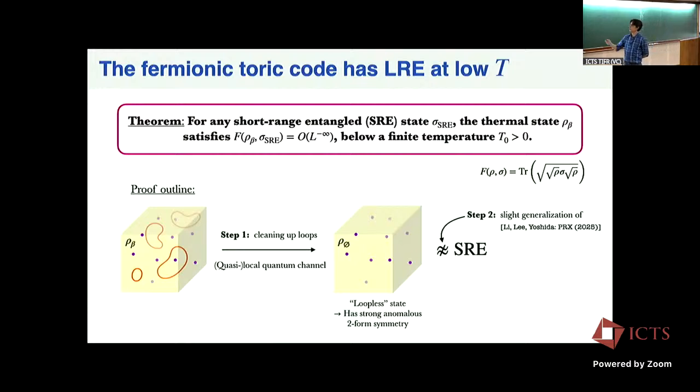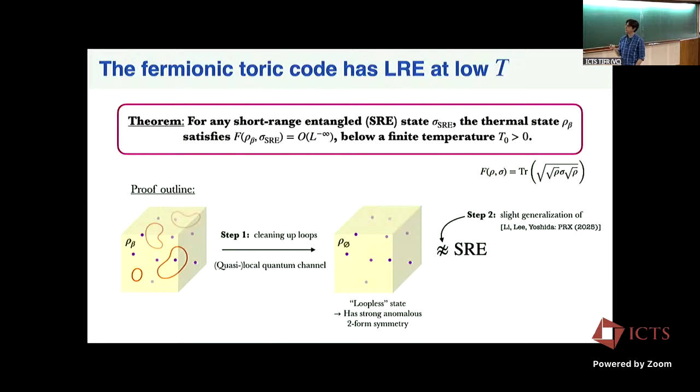The statement we show is similar to what I mentioned before: if you take any short-range entangled mixed state, then the fidelity with the thermal state, which is the mixed state generalization of the notion of an overlap of two states, decays faster than any polynomial with system size, if the state is really short-range entangled. And the way we show this is a two-step argument. So here's an outline, and I'll have a bit more detail on the next slide.